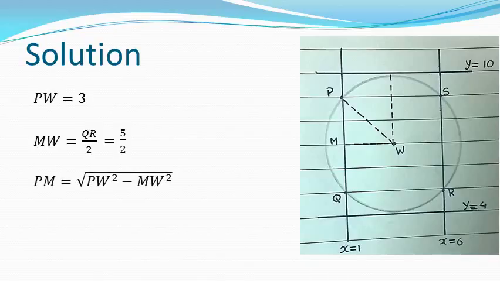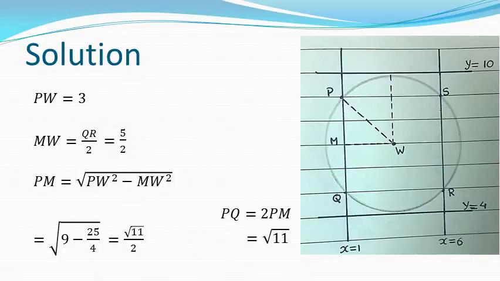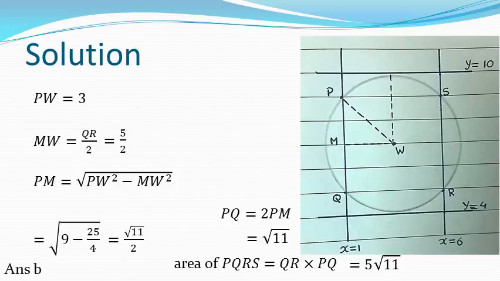Now we can apply the Pythagorean theorem and say that PM would be equal to the square root of PW squared minus MW squared, and that turns out to be this number, which is root of 11 divided by 2. Now PQ is twice of PM, and that's equal to the square root of 11. The area of rectangle PQRS must be QR times PQ, so that should be 5 times root of 11. So the correct answer is option B.